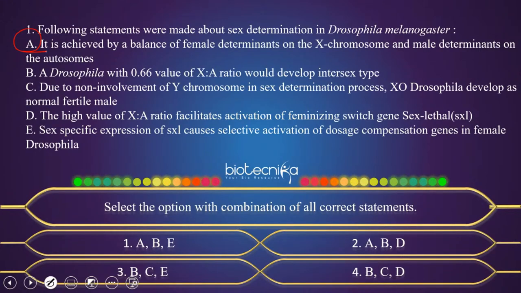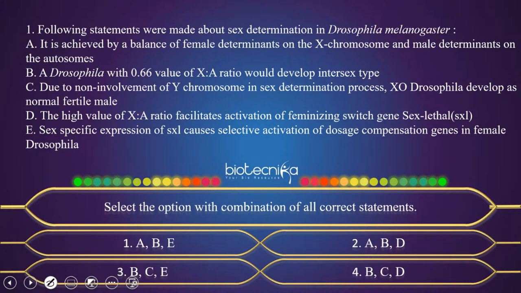Sex determination is achieved by a balance of female determinant on X chromosome and male determinant on autosome, no? So isn't A correct? Yes, A is correct. So if A is correct, then either this can be the option or this can be the answer, right? Then we just studied that the Drosophila with ratio of 0.66 will develop into intersex. So this is also correct. Now all you have to find is between D and E, because anyway, C is not there in any of these two options. Anyway, C is wrong. I told you that in insects, Drosophila, the Y chromosome is not involved in sex determination. So XO Drosophila will develop as a male, not fertile, sterile male, isn't it? Sorry, instead of fertile, it will be a sterile male. That's why this is not correct.